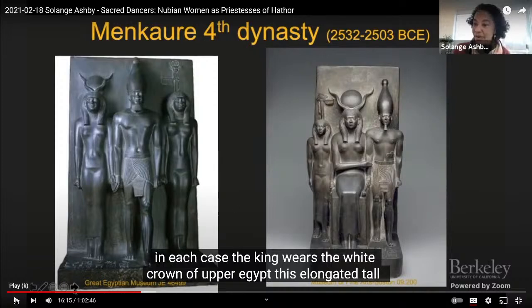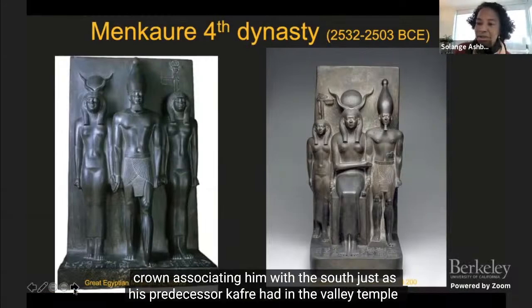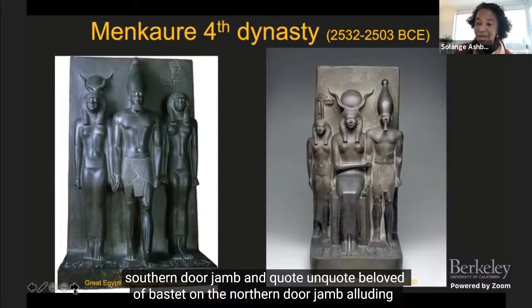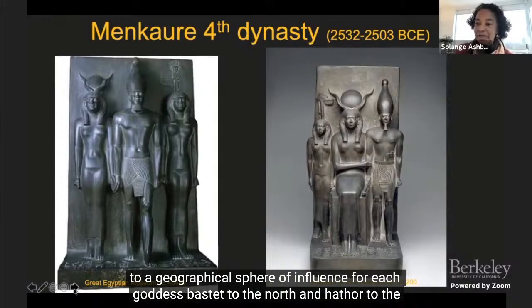Crown, associating him with the south, just as his predecessor, Khafre, had in the Valley Temple associated with his pyramid at Giza. There, the king was, quote unquote, beloved of Hathor on the southern door jamb and, quote unquote, beloved of Bastet on the northern door jamb, alluding to a geographical sphere of influence for each goddess, Bastet to the north and Hathor to the south.